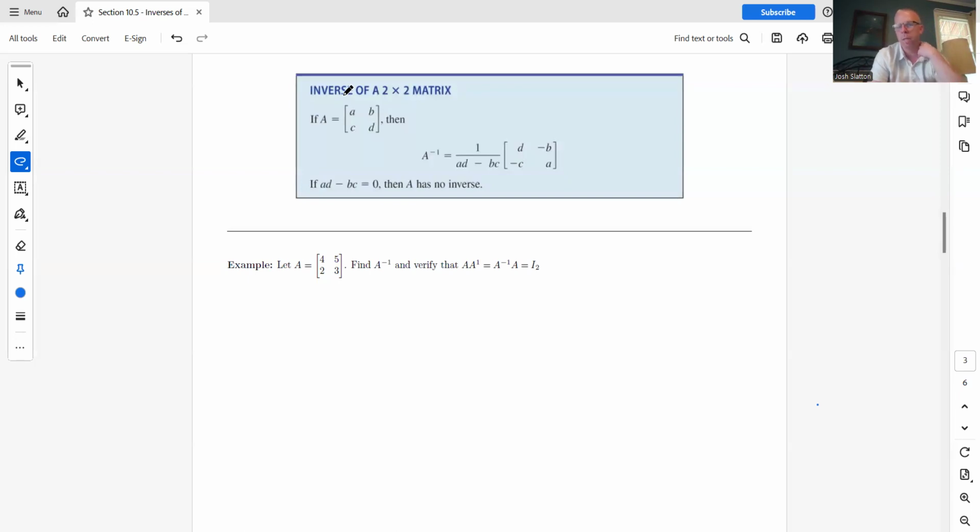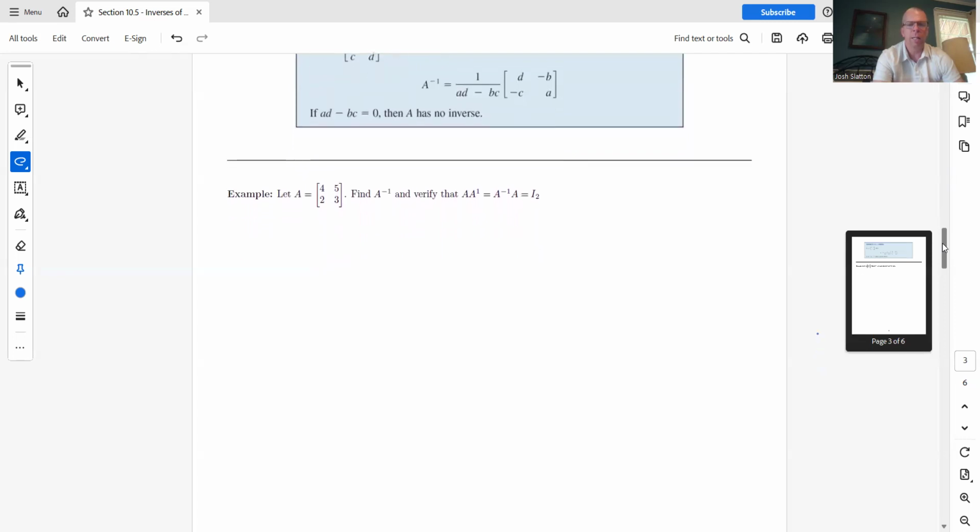So we have this formula. We have the entries of A, which are using lowercase letters, typical, a, b, c, d. So A inverse is 1 over ad minus bc. And then what we do with the entries is we switch the a and the d, and then we change the sign of the b and the c. And then if ad minus bc equals 0, then A has no inverse. So some matrices are not invertible. And that's how you can tell if they aren't, if you multiply those and get 0.